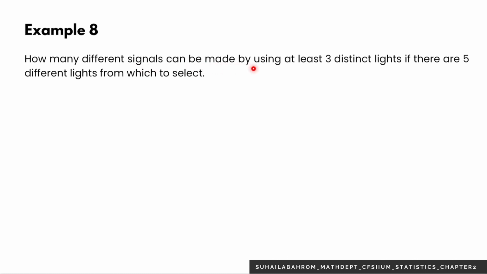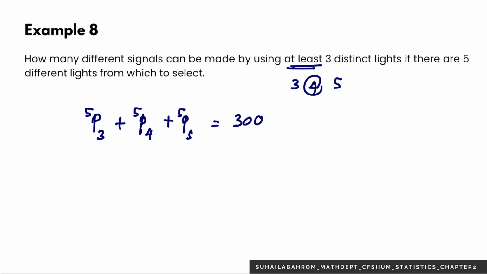How many different signals can be made by using at least 3 distinct lights if there are 5 different lights from which to select? So we have at least 3, meaning that we must have 3 at the lowest. It can also be 4 lights used, and we can also have 5 lights used. So for 3 lights it will be 5P3. Why do we have to use permutation? Because when you use different lights, it will give you a different signal. And we need to add the second case, which is 5P4. And for the last case, by using 5 lights, you have to add another one, which is 5P5. So the total number of ways is 300.